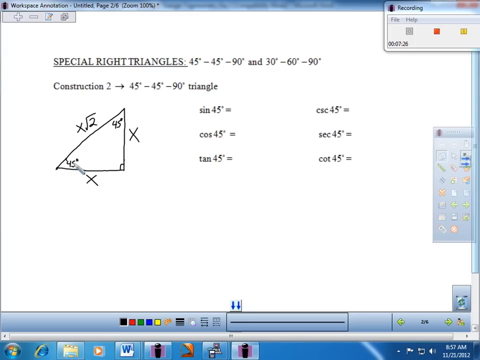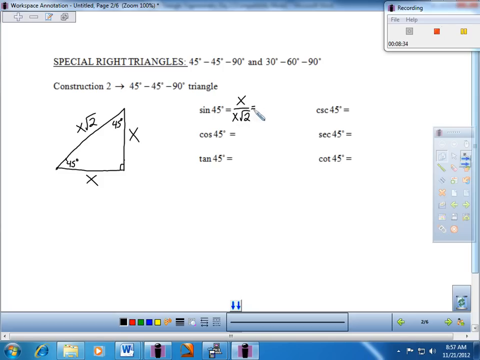Now we could go for either 45-degree angle, but I'm going to go ahead and just use this one. It's a little better visually for me. And basically what I'm going to ask us to do is take the sine of 45 degrees. Well, everyone, that would be the opposite over the hypotenuse. So again, just really rehashing some ideas from the previous notes worksheet, opposite over hypotenuse.